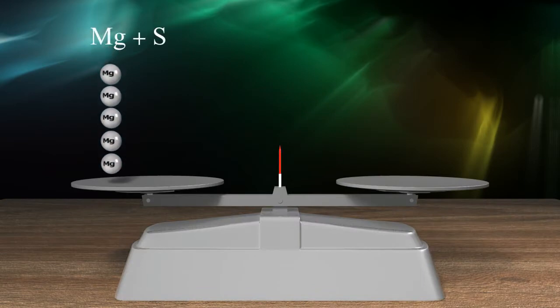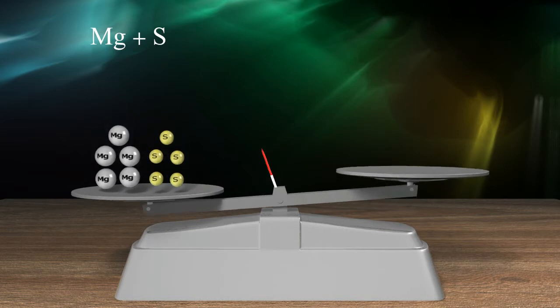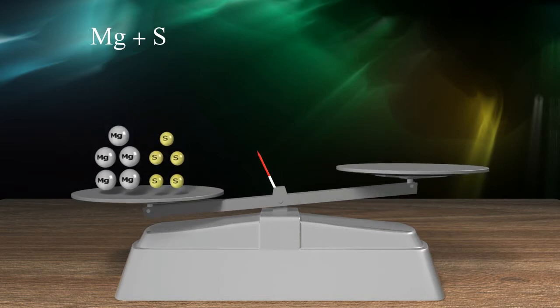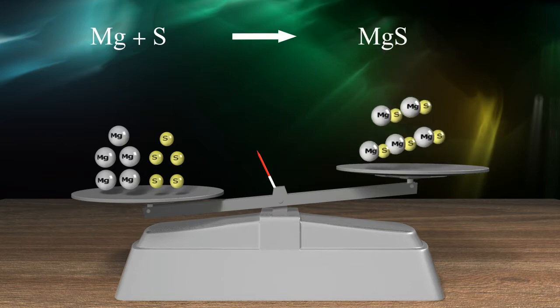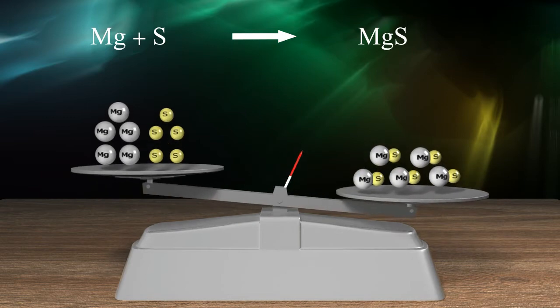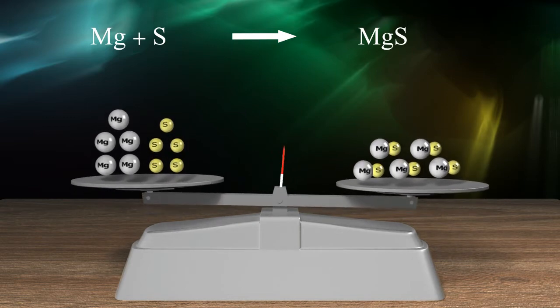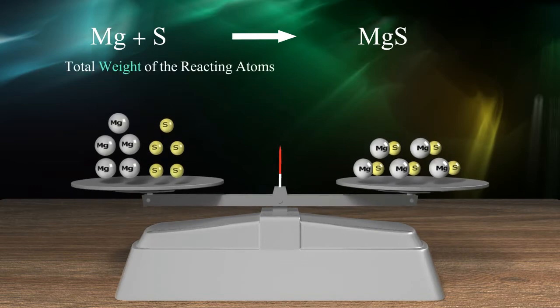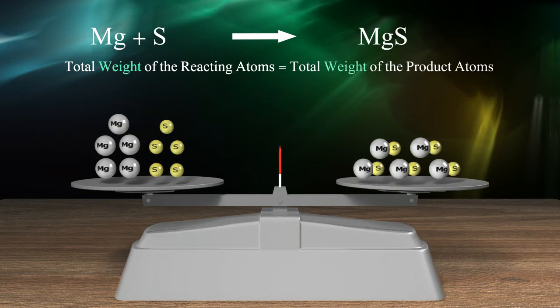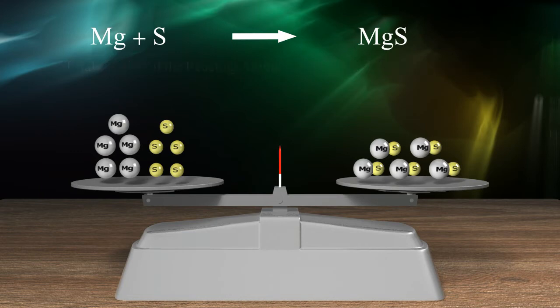Consider that 5 magnesium and 5 sulfur atoms are kept together on one side of a balancer, and the product of their reaction, that is magnesium sulfide, is kept on the other side. The balancer gains balance as the total weight of the reacting atoms and the total weight of the atoms on the product side is the same.